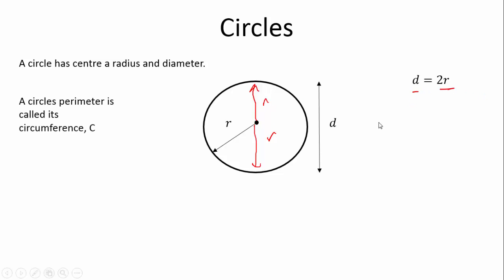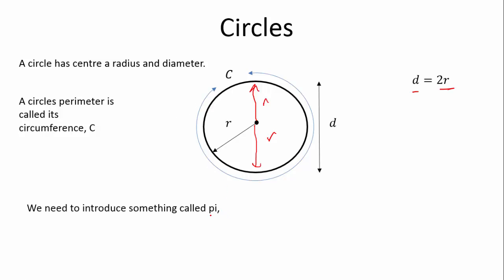The circle's perimeter is called a circumference, and we're going to call that a capital C. So the distance around a circle is C. Now we're going to introduce something to you called pi, and it looks like this. Practice drawing it. It looks like a table, pi.